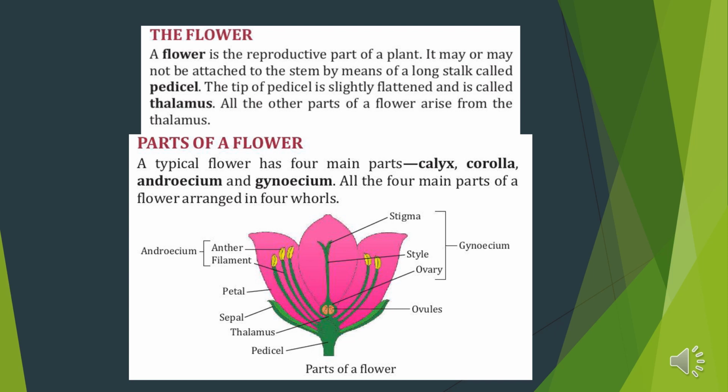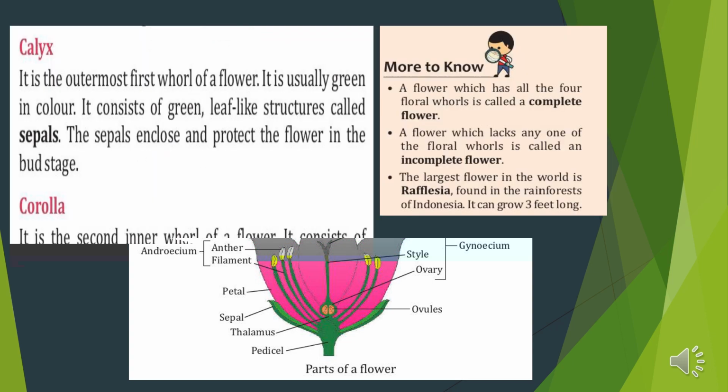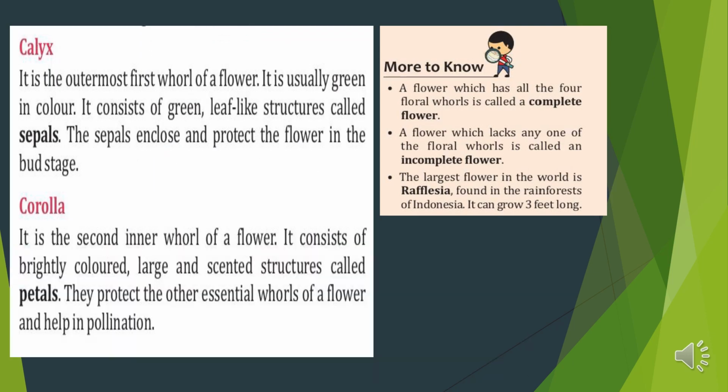Now parts of a flower. A flower has four main parts: calyx, corolla, androecium and gynoecium. All the four main parts of a flower are arranged in four whorls. Now in detail we will study calyx, corolla, androecium and gynoecium.